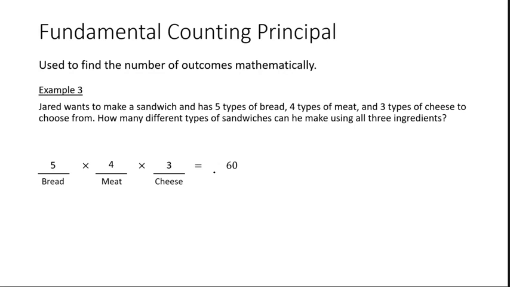So in this lesson, we've learned how to find the sample space. We've learned how to find the probability of an event using the sample space. And we've also learned how to use the fundamental counting principle to determine the total number of outcomes.